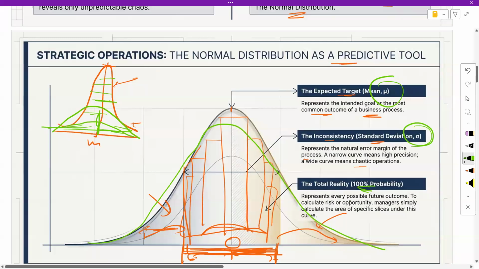100% probability represents every possible outcome, or every possible future outcome. To calculate risk and opportunity, managers simply calculate the area of specific slices under this curve. For example, if management wanted to know how many students' marks are below, say, 50 marks, how many students are below. So they can predict, like in an A-level examination, where we get the Z score. It's based on this principle.